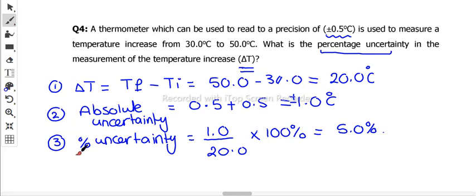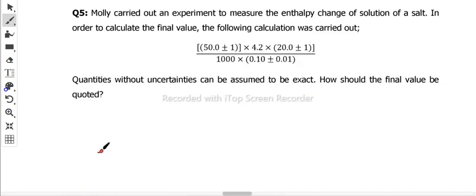Now we're going through question number 5, which is the last question of practice. Molly carried out an experiment to measure the enthalpy change of a solution of a salt. In order to calculate the final value, the following calculation was carried out. So I have here the rule. All the values are given. So let's read what we have.